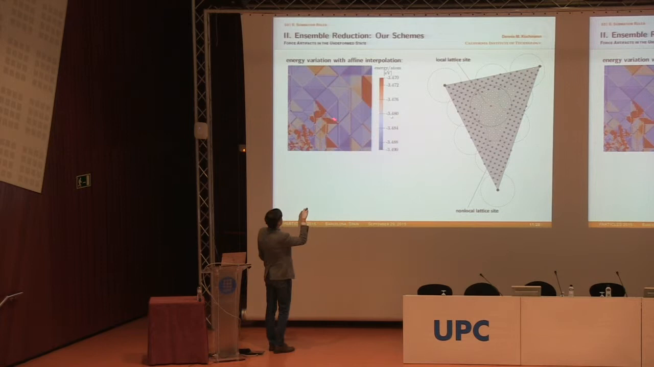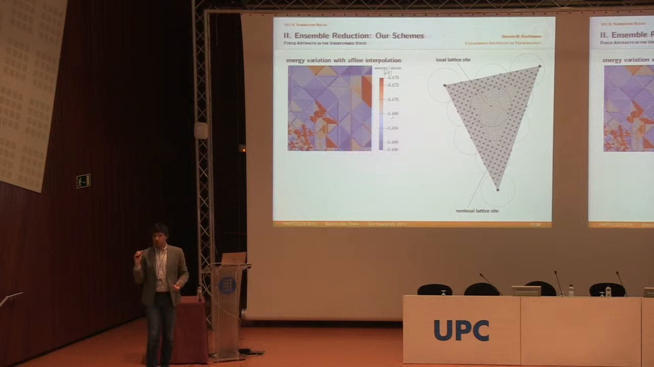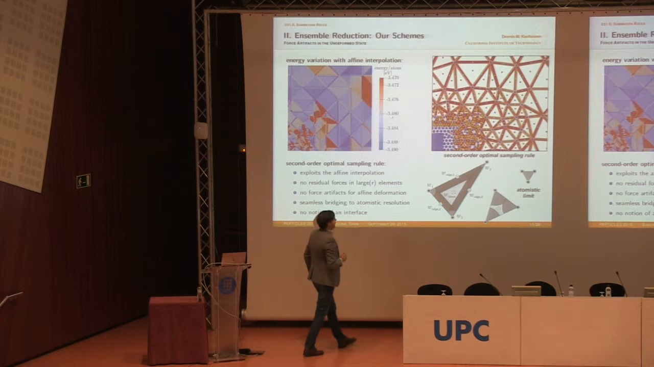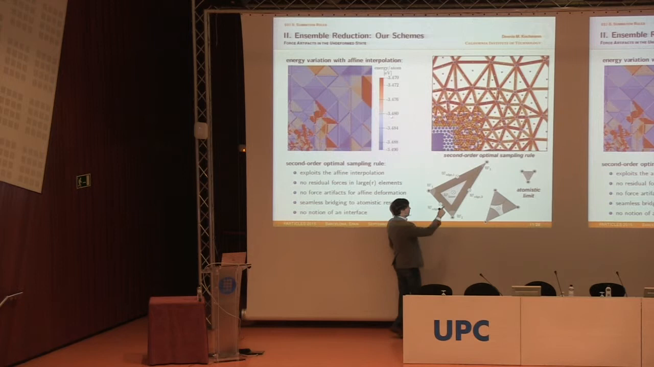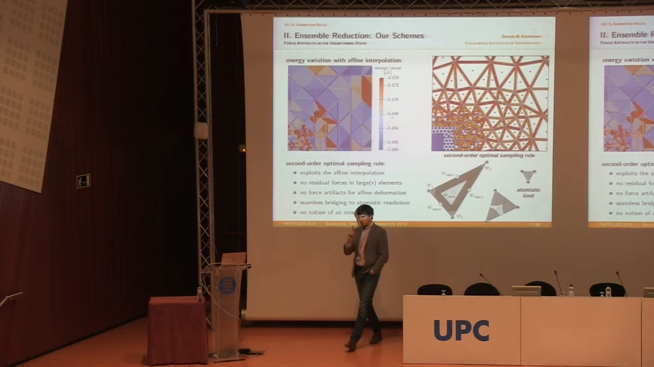If these are my elements, and this is color-coded by energy per atom, we can see that inside elements, the energy is pretty much constant. As you go towards the boundary and the nodes, the energy changes, because this is when your particles reach into the adjacent elements. So the way out of this, and this is how we do it normally, I just abbreviate this here. We have one sampling atom at the center. This takes into account the energy on the inside. We take the nodes as sampling atoms. I'll talk about this later on.